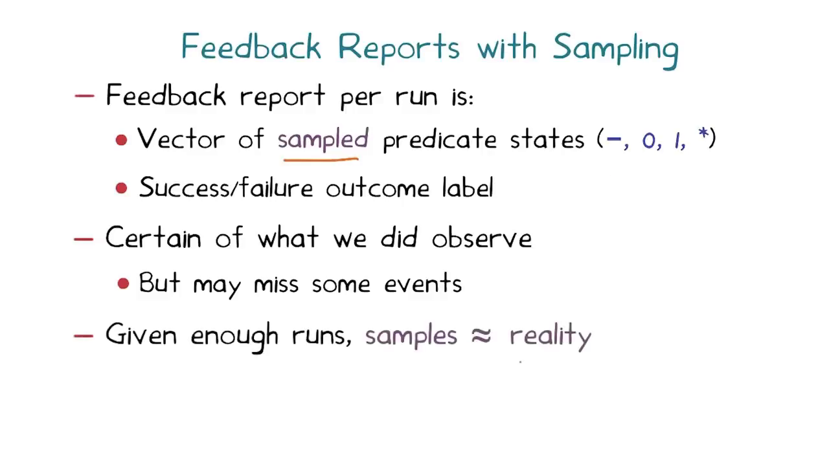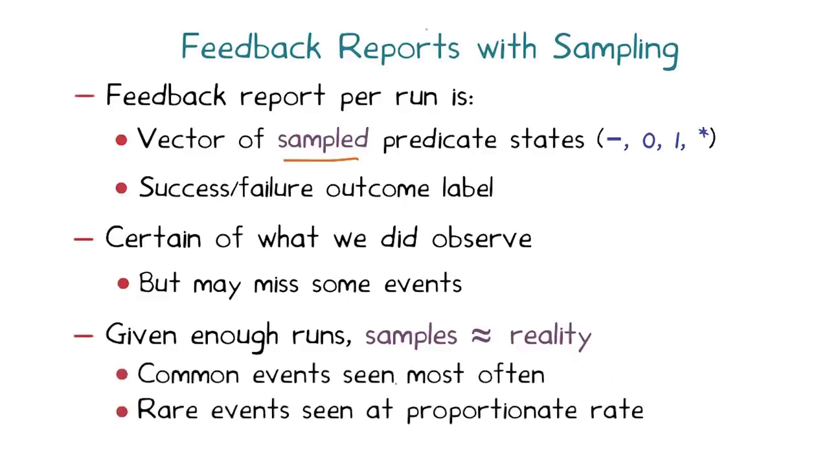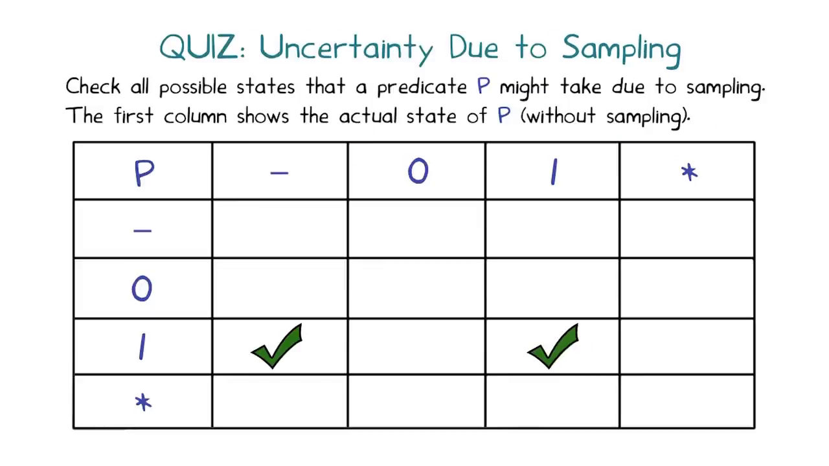More significantly, given enough runs, the impact of noise diminishes further as samples begin to approximate reality. What this means is common events are seen most often despite sampling, and even rare events will be seen at a proportionate rate. We haven't yet precisely outlined the possible states that might be recorded for a predicate P due to sampling. Let's do this in the form of a quiz.